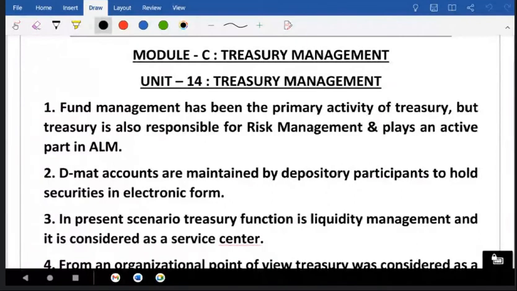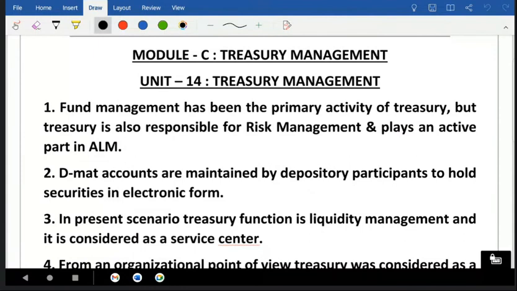So today I am going to start module C of your BFM. Starting with treasury management, first we have to see what is treasury. Treasury is a separate wing in all the banks which manages the fund. So the basic function of the treasury is to manage the fund.